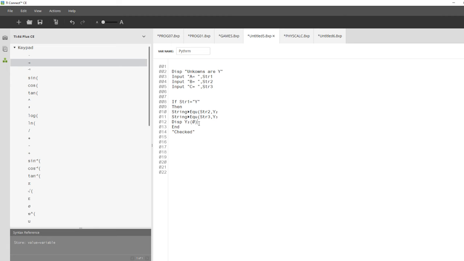And so here displaying y2 of 0 would just display whatever you put as b, because b is string 2, which is now y2, and y2 of 0 is just y2, which is like, I don't know, 5. So we don't want to display just what the value of b is, we want to display what the value of a is, but we don't know what the value of a is, so we have to take, okay.